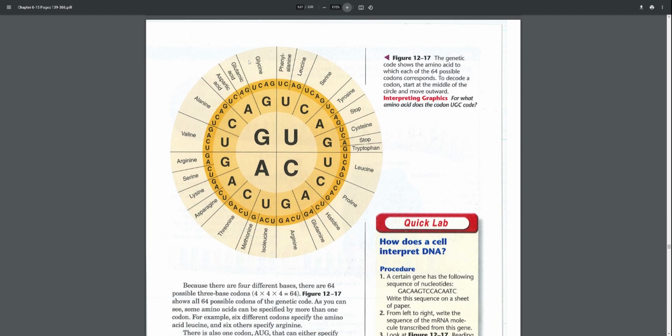So here, you guys, we have all the possible codons that can exist. And remember, we use this circle or this table by going from the innermost letters to the outermost letters. And just like they were talking about, certain amino acids, which are listed on the outside of the ring, can be coded by multiple codons.